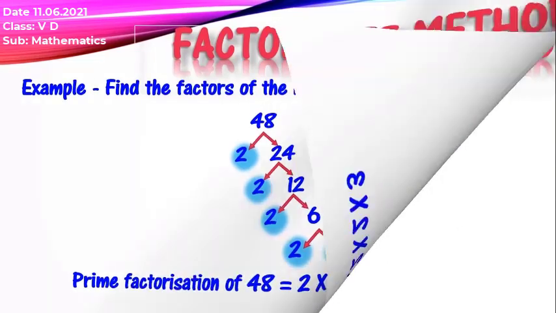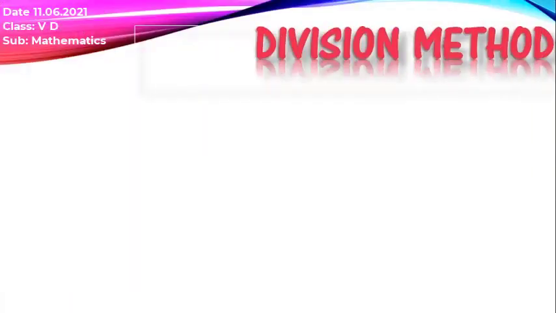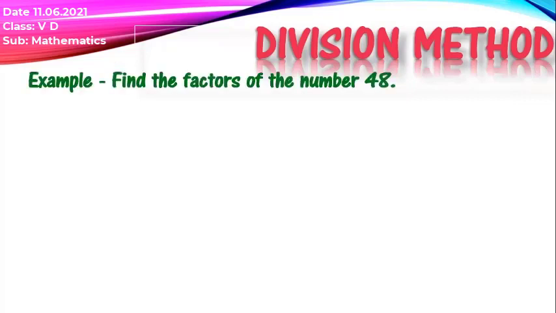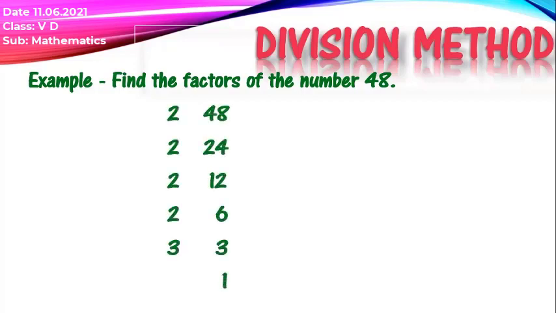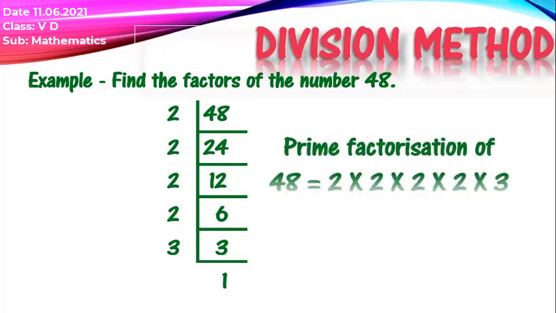Another method is division method. Example, find the factors of the number 48. So first of all, let's write 48. Start dividing the given number by the smallest prime number and carry on the division till we reach 1. Therefore, prime factorization of 48 is equal to 2 multiplied by 2 multiplied by 2 multiplied by 2 multiplied by 3, which is equal to 48, and it's our answer.